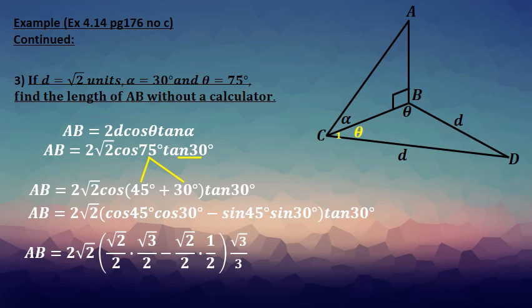Once again, I'd like you to pause and try and solve this without the use of a calculator. If you are completely confused, reach out to me, but you should get root 3 minus 1 all over root 3 as your final answer.